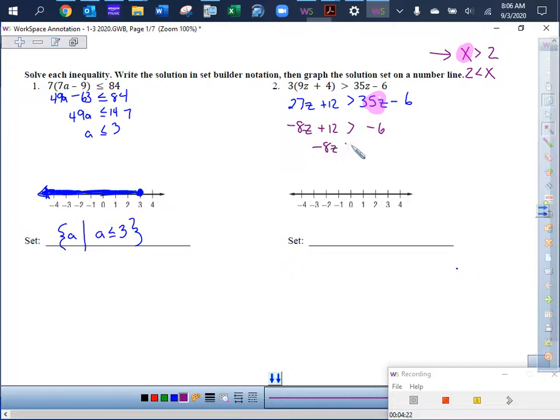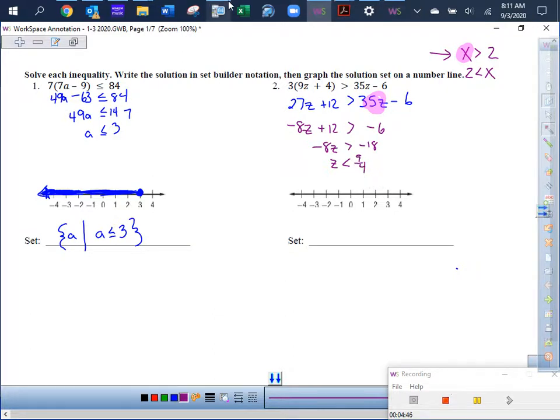Still subtracting 12 from both sides, and I got negative 18. Is that right? And then we will divide both sides by negative 8. Since we are dividing by a negative, that's where this symbol has to switch. He is a greater than, he's going to turn into a less than. And you'll get 18/8, which is really 9/4.